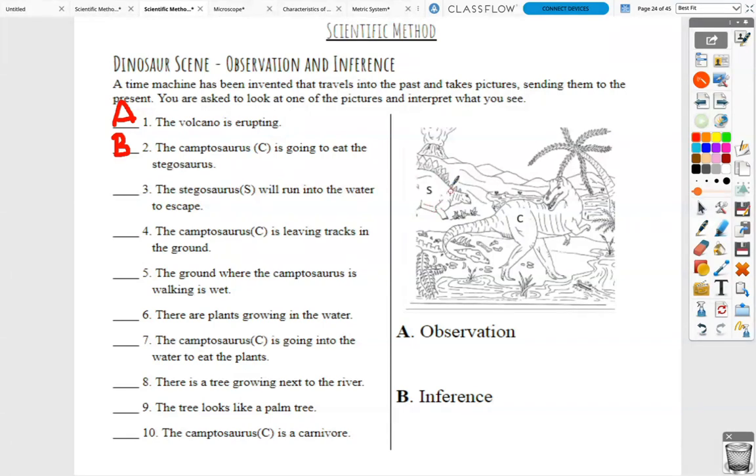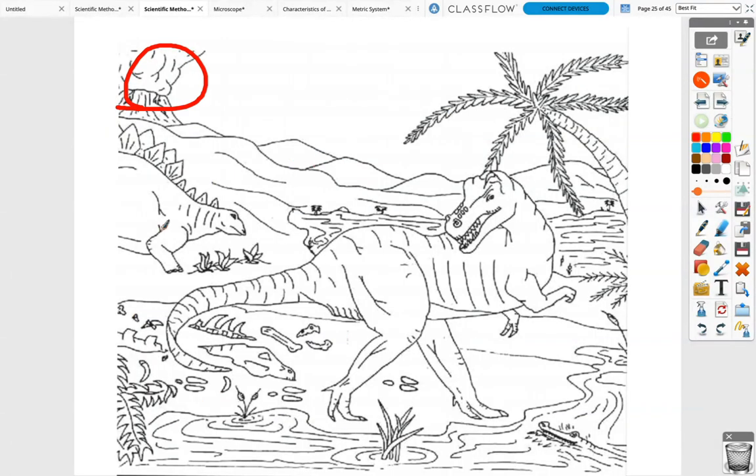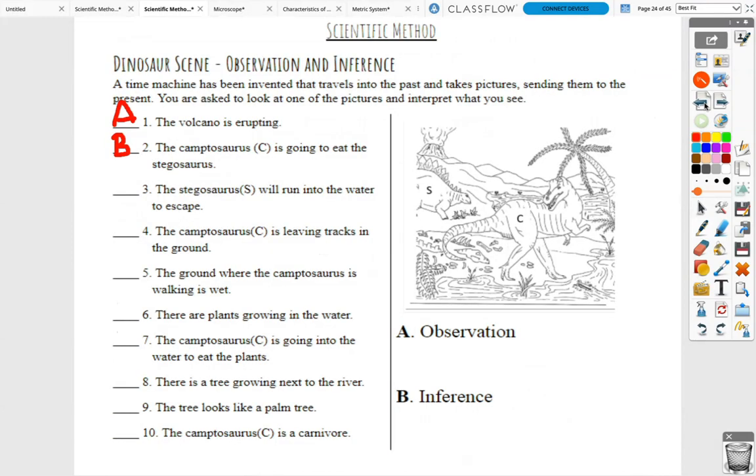Number three, the Stegosaurus will run into the water to escape. Well, the Stegosaurus is not currently in the water. He's just over here munching on some of his plants. But if the Compatosaurus did get after him, then I could see that the Stegosaurus might run into the water. But that would also be an example of an inference.